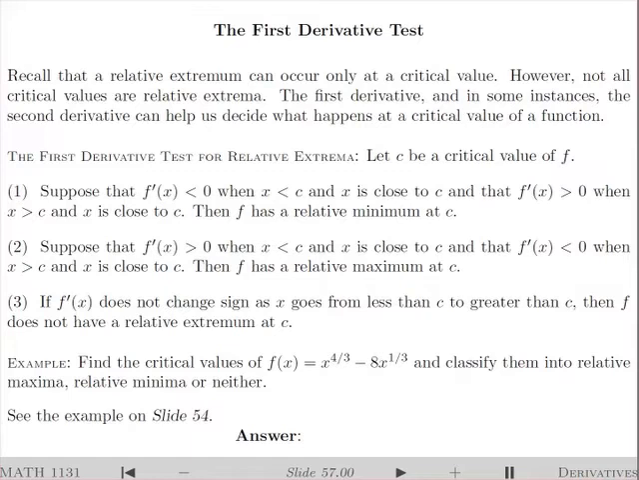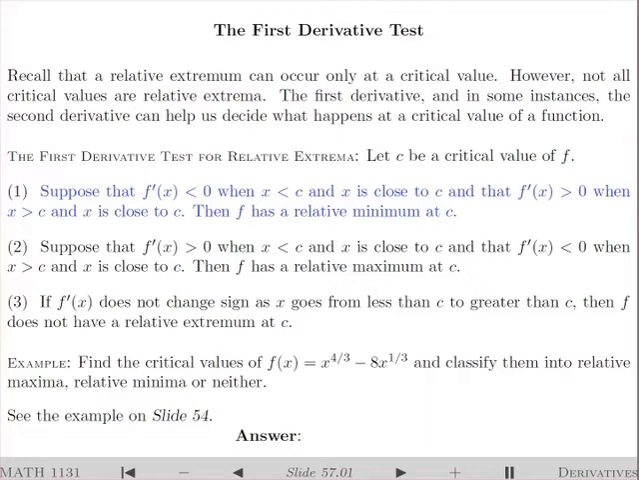So we have a function f which is differentiable at most numbers, and c is a critical value. If f prime is negative if x is close to c and less than c, and f prime of x is positive if x is close to c and bigger than c, then c is a relative minimum. In other words, when you look at the sign chart for f prime, when you cross c as you go from left to right, if f prime goes from negative to positive, then it's a relative minimum.